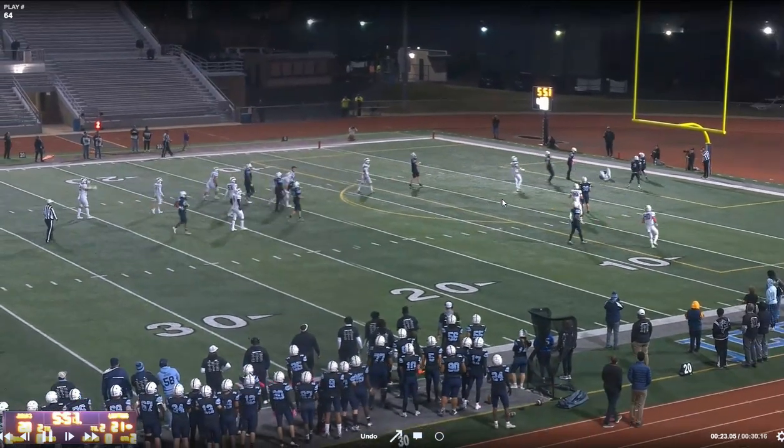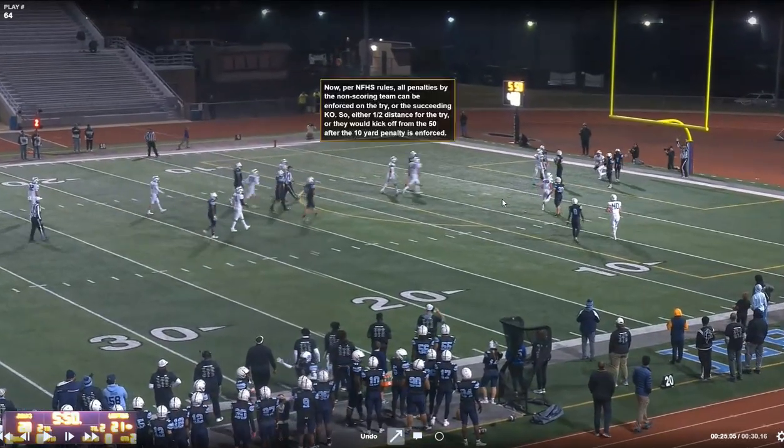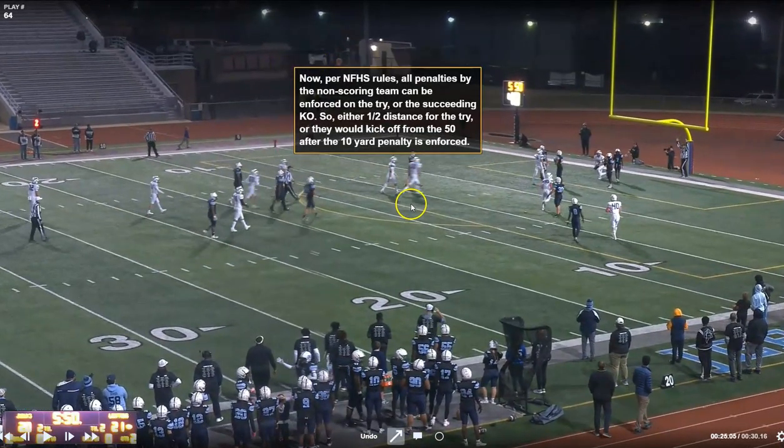So flag comes out by our back judge. Great job. Continues to officiate. He's got the touchdown signal. And now remember, this is different than in other levels of football. College and NFL, this is different. For NFHS rules, all penalties by the non-scoring team can be enforced on the try or the succeeding kickoff.